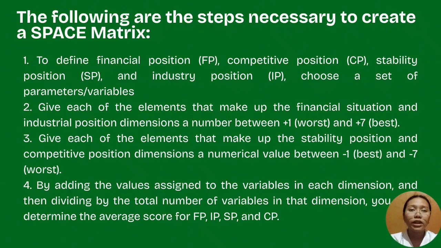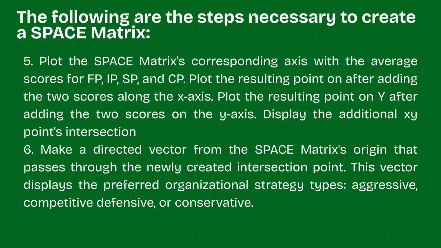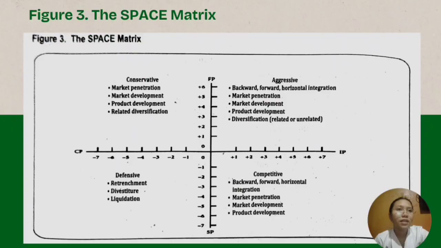And then for fourth, i-calculate nimo ang average score. So i-add ang tanan scores for each dimension and then divide by the number of factors. And then this gives the average scores for FP, CP, SP, and IP. And the fifth step is to plot the scores. So we are going to place the average score on the appropriate axis of the space matrix and then add the scores to determine the x coordinate and y coordinate and then plot their intersection.